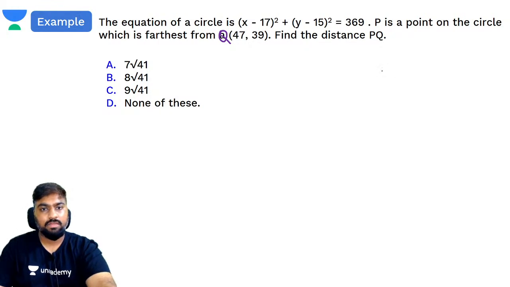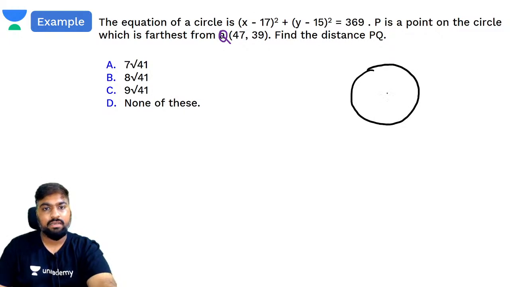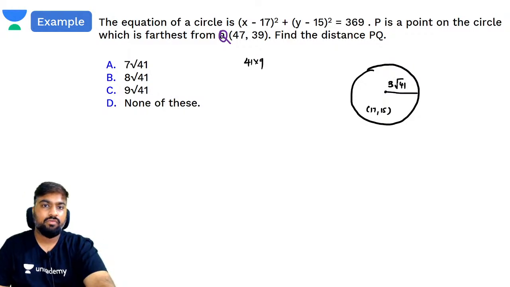They are saying there is a circle. From the equation you know that the center is 17, 15, and the radius is given as square root of 369. 369 is not a perfect square. Square root of 369, this is basically 369 is 41 into 9. So this is 3 root 41 units.